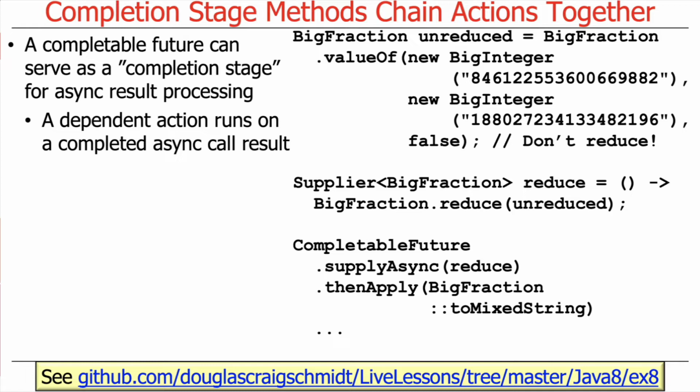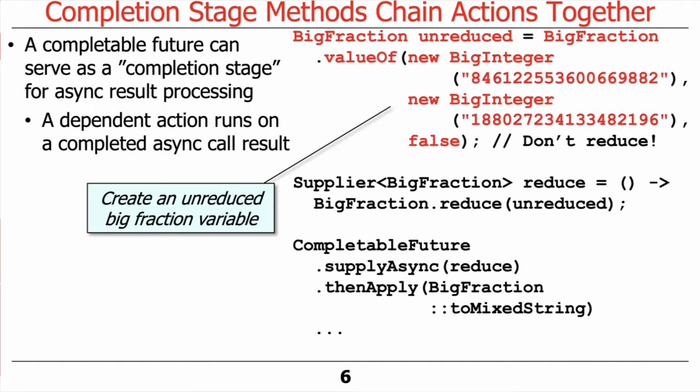This example, as always, can be found in my GitHub repository, this time in the EX8 folder. So what we're going to do is create an unreduced BigFraction. You can see here that we're going to use the valueOf factory method. We're going to pass in a numerator, which is a large BigInteger, and a denominator, which is another large BigInteger. And we're going to pass in the flag false to indicate not to reduce that BigFraction. And as you know, reduction is basically trying to get it down to essentially its most concise form.